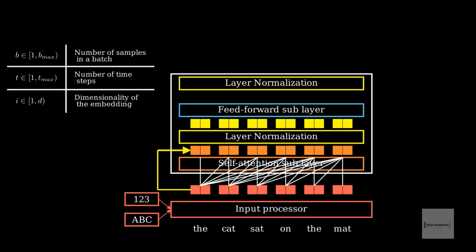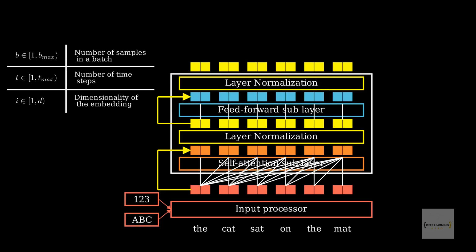The feed-forward layer is a simple two-layer neural network. It processes each token independently, or element-wise, and produces a new output. We then repeat the process of adding residuals and passing through a layer normalization module. This gives us the output of a single transformer block. A transformer can have n such blocks stacked on top of each other.